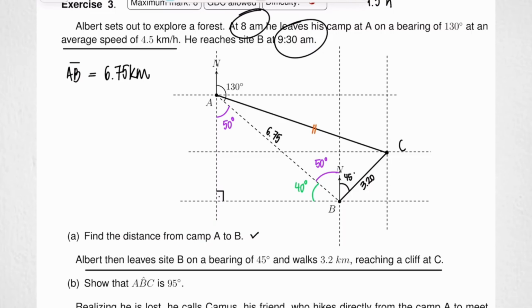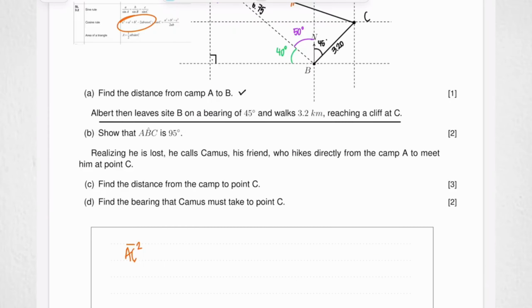And now to find AC, we're going to use the cosine rule. So AC squared equals 6.75 squared plus 3.2 squared minus 2 times 6.75 times 3.2 times the cosine of 95 degrees.